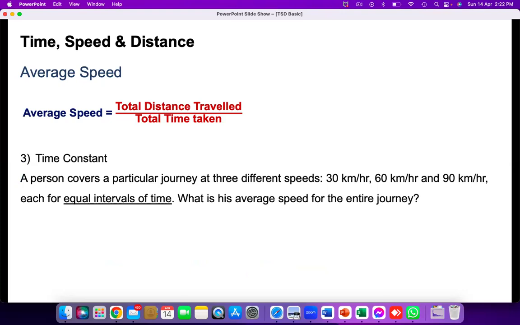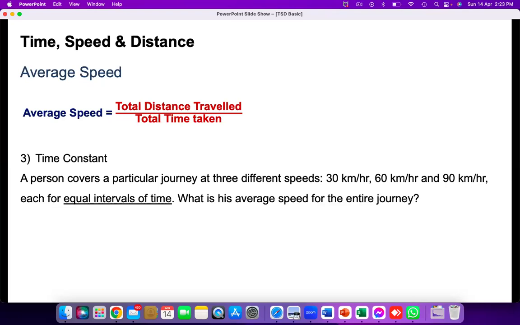The next thing is time is constant. When time is constant, it means time in each case is same. So what happens? Total distance divided by total time taken. So a person covers a particular journey at 3 different speeds, 30, 60, and 90. So T1 is equal to T2 is equal to T3 because all three times are same.